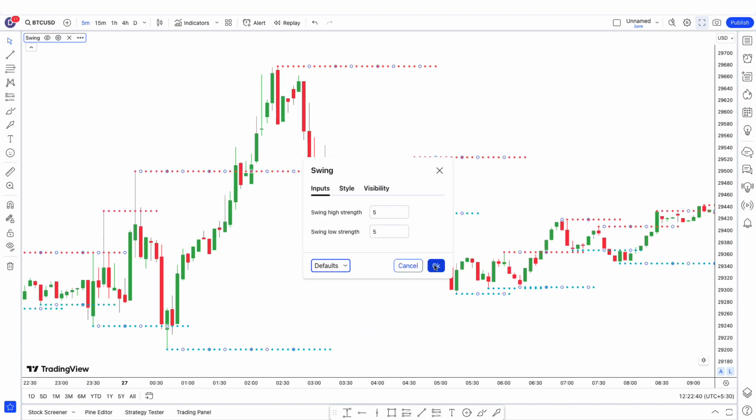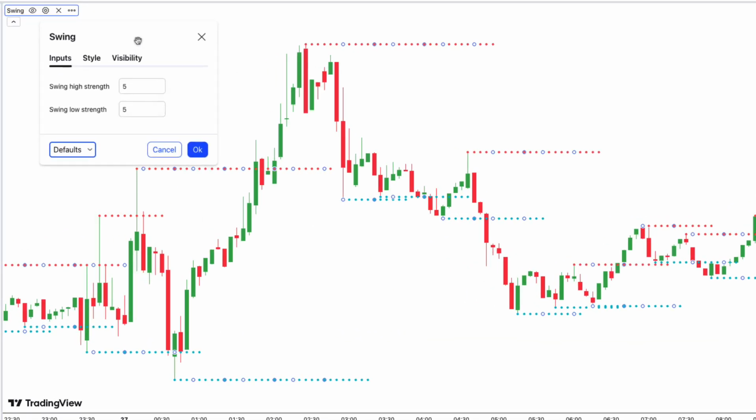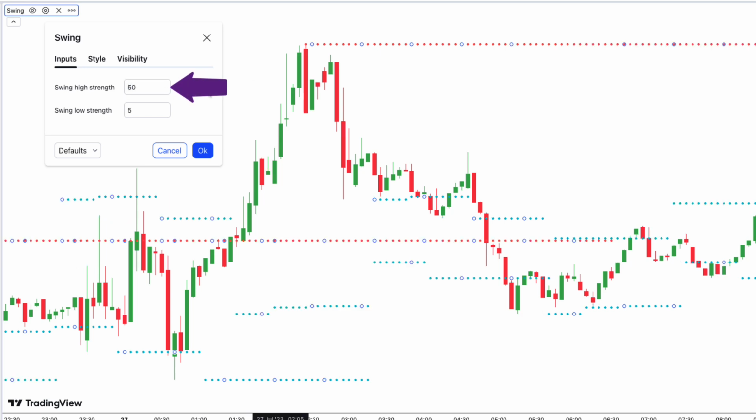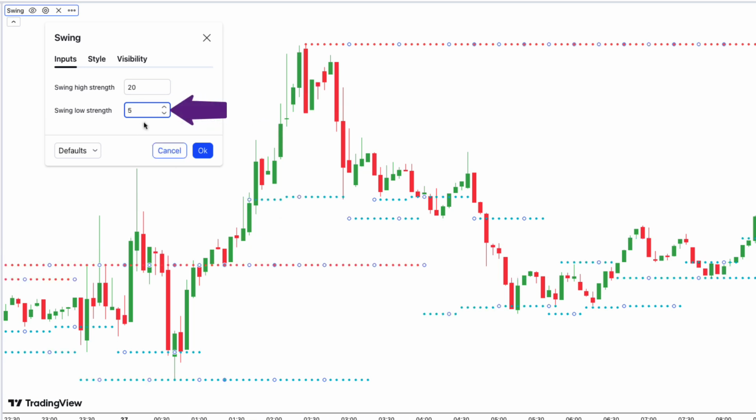Navigate to the Indicators Settings tab and click on the Input tab. We will first be changing the swing high strength value. This refers to the number of bars to the left and right of the swing point for swing highs. If we increase the number drastically, we can clearly see this change being reflected on the chart. Since we are looking for a middle ground, we will be changing the value to 20. Since we want the same rules to apply to the swing lows, we will also be changing the value to 20 for the swing lows.